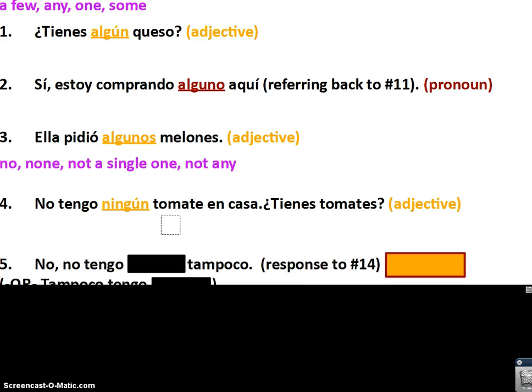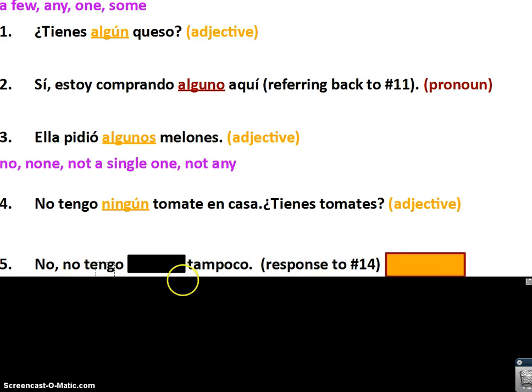Do you have tomatoes? No, I don't have any either. It's referring back to tomato, so I don't have any or a single tomato either. This time it is a pronoun, and since it's not directly followed by a singular masculine noun, it is ninguno.